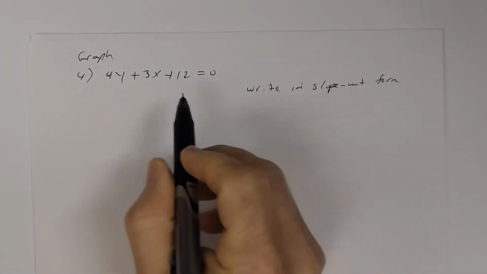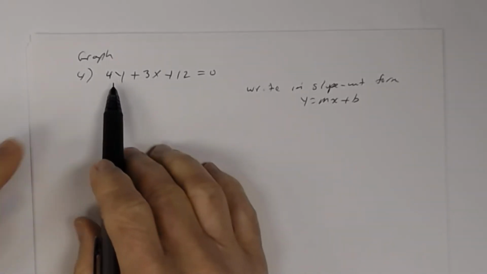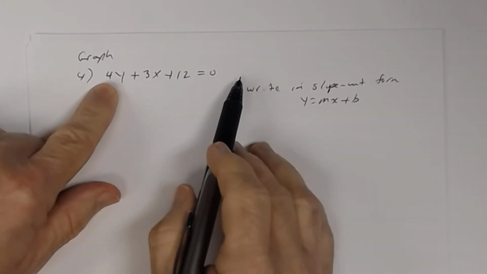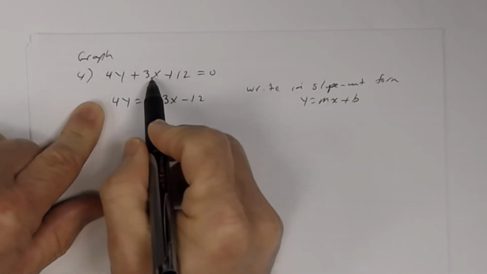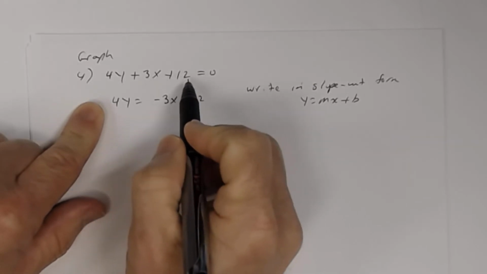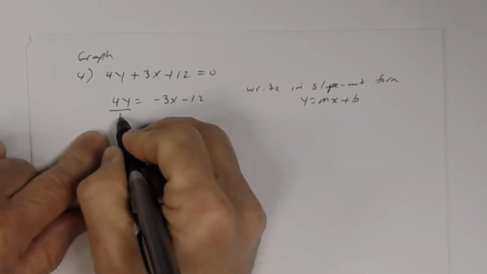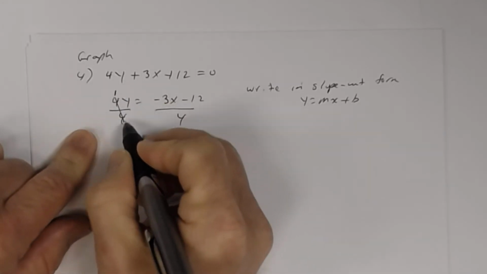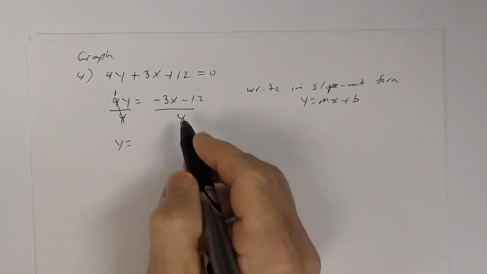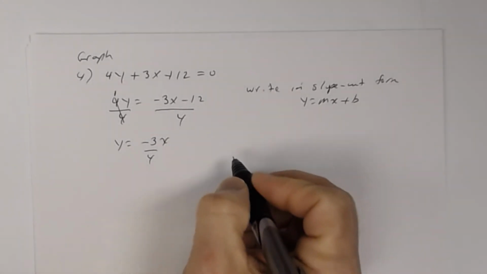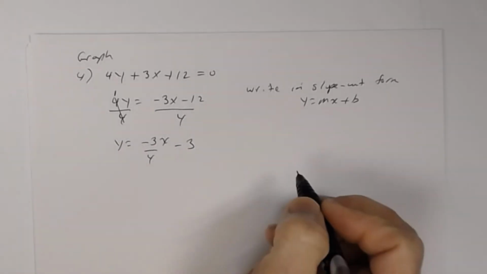When you write this in slope-intercept form, we're getting y by itself. Remember, y equals mx plus b. I'm going to get the 4y by itself, so I'm going to bring these two terms to the other side. I get 4y equals negative 3x minus 12, because I'm subtracting 3x from both sides, and subtracting 12 from both sides. Then you divide both sides by 4, getting y by itself. The 4's divide out, so you get y equals negative 3x divided by 4, or negative 3/4 x, and a negative 12 divided by 4 is a negative 3.